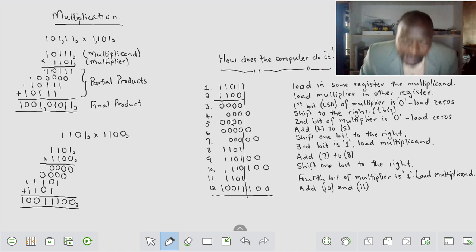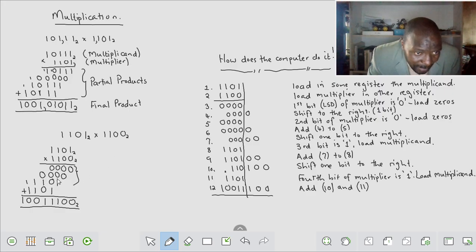So it keeps doing the same thing. You check if the bit is a 0 or 1, you load zeros. After you load the zeros, every time you load, you can add and then shift according to where you are. If I'm here, the first thing I did was shift. After shifting, I check the next bit. If it's a 0, it's a set of zeros again, then I add. What I'm saying is, I could have first added right there. The first two partial products I could have added. After adding, I would have shifted.